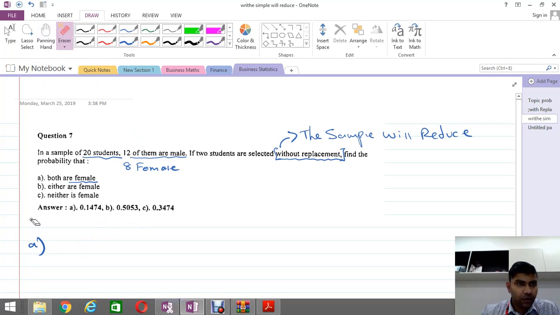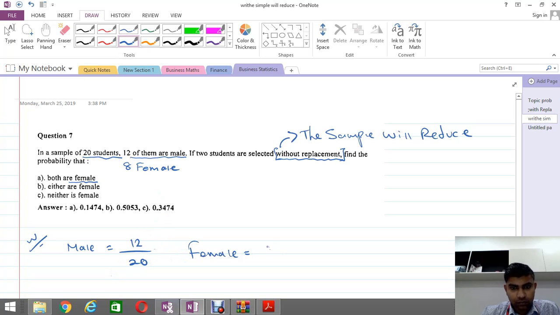Now before we go into the part A, as usual, we have to do a small working. Okay, now previously with replacement, for an example, if it is a male, we take 12 divided by 20, then we change it to decimal, correct? Now here you don't change it to decimal because it will reduce by 1. Okay, so just leave it as fraction. Then for female, it's going to be 8 over 20.